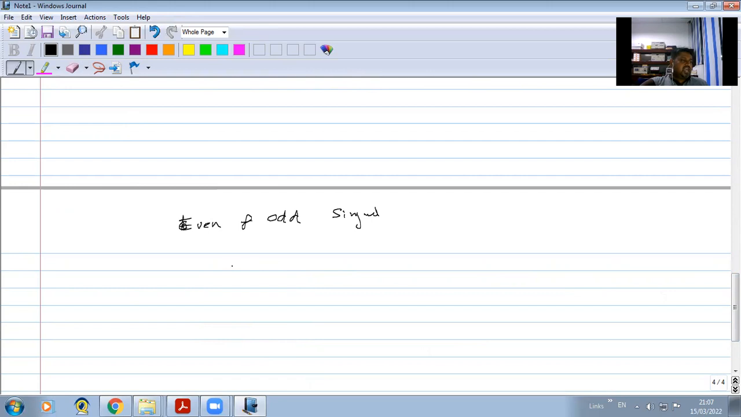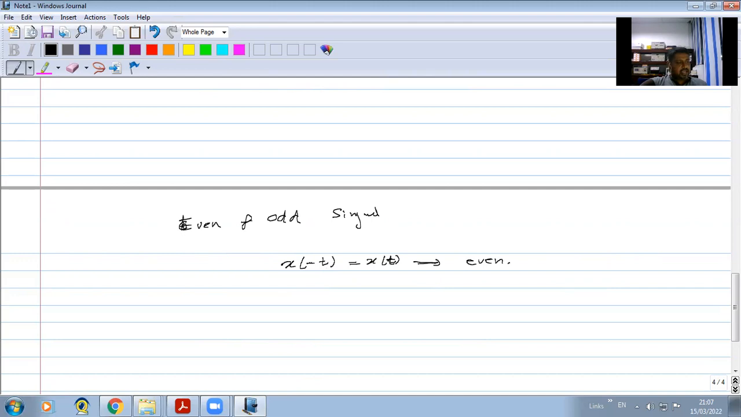So if we have a time domain signal x(t), if we get the time reverse signal and it is again equal to x(t), okay, so the time reverse signal x(-t) is equal to x(t), our original signal. So we call this an even signal.